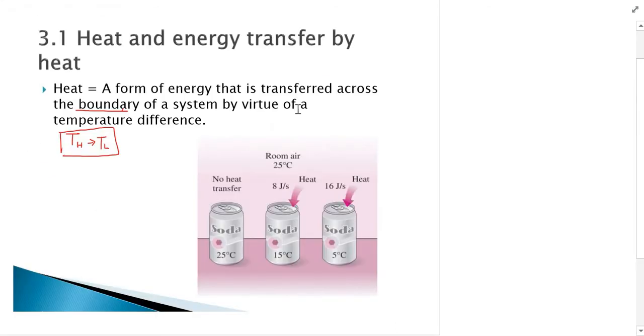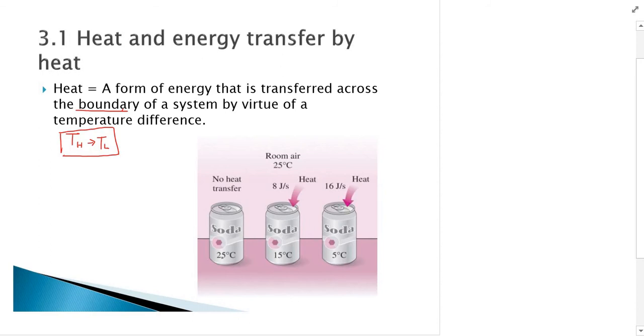Okay, so what is heat? Heat is a form of energy that is transferred across boundary of a system. Okay, it must cross the boundary of the system by virtue of a temperature difference, and it is always from high temperature to lower temperature. So here they give you an example of 3 soda cans with 3 different initial temperatures, and it is exposed to ambient temperature at 25 degrees Celsius.